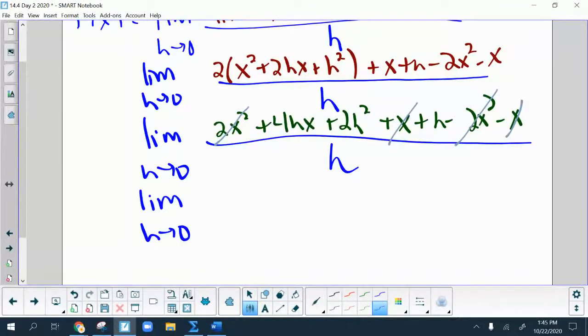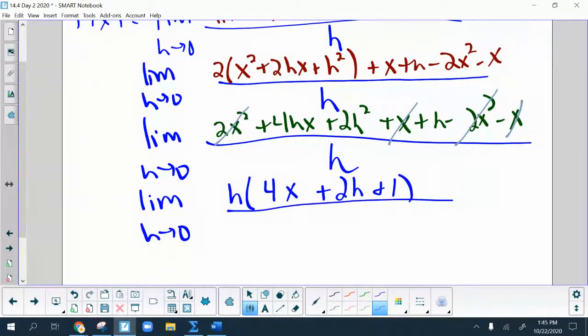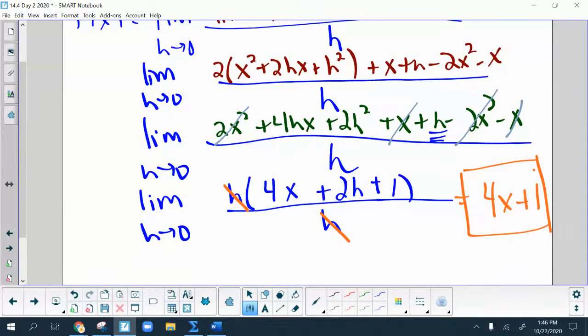So some of you are good at the understanding or remembering of how this works when you cancel, and some of you forget. So that's one of the reasons I like to factor. So when I factor out an h from this spot right here, I'm left with a 1. And like I said, a lot of people forget that. So that's why I like to sometimes factor, but you don't have to. Those h's go away. I can now put a 0 in for h, and I end up with an answer of 4x plus 1. This is the derivative, the expression for the derivative.